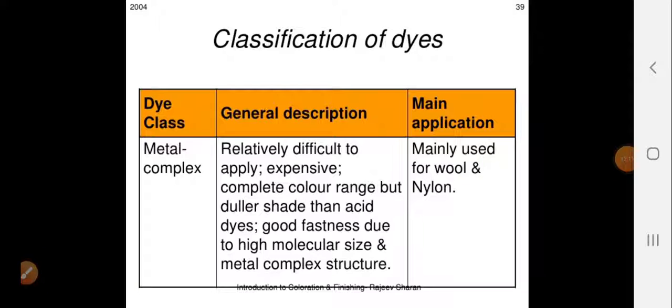Next is metal complex dyes. It is difficult to apply and expensive, so mainly used for wool and nylon, but its use is not as common as reactive dyes. Good fastness due to high molecular size and metal complex structure.